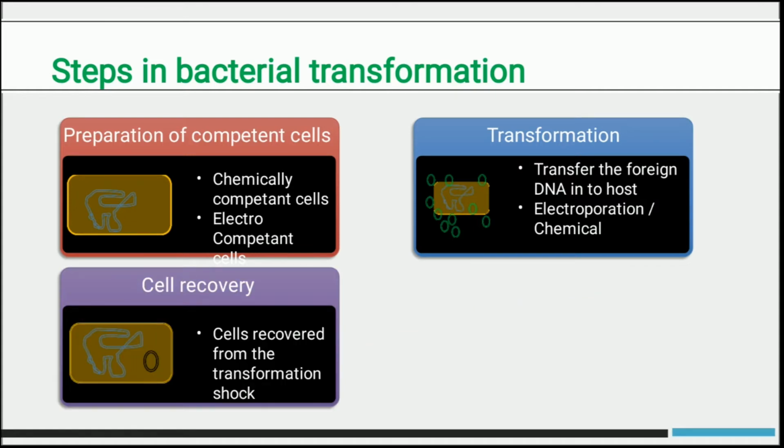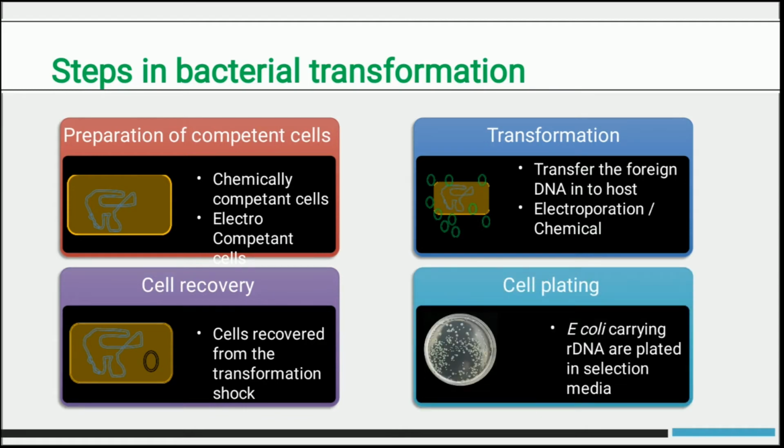The third step in the transformation is cell recovery. So here the cells are recovered, that means the successful E. coli which is carrying the plasmid with the recombinant DNA inside the host is called the cell recovery procedure. The next step is cell plating. So once we recover the E. coli cells carrying the plasmids, we have to culture those cells as individual colonies on the agar plate. That method is called cell plating. So here the E. coli carrying recombinant DNA are plated and this is useful for picking up a single colony carrying the recombinant DNA.